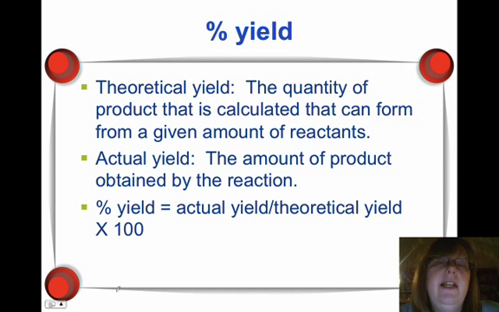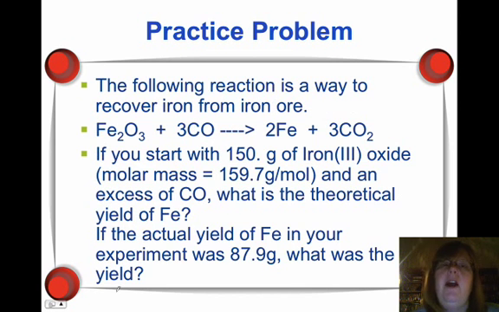It is just like calculating your grade. How many points did you get? So your actual number of points divided by the theoretical number, what you could have gotten if you did it perfectly, times 100. All right, so I think the best way to do this is just to try a problem.